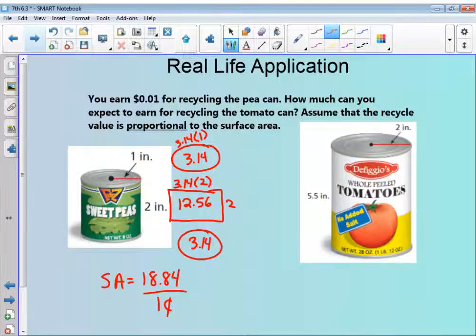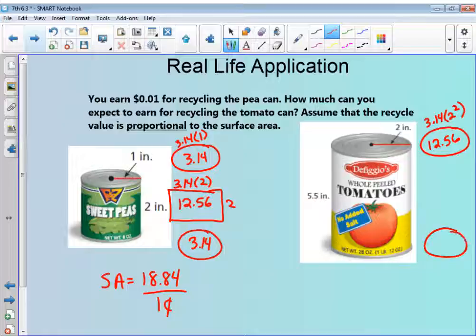So I'm going to set this up as a proportion, and then we're going to go through and see how much we think we should get paid for this bigger can. Okay, so we've got the same thing. We've got the top circle, and that's 3.14 times 2 squared. Okay, radius squared, so times 4. 3.14 times 4 gives me 12.56.